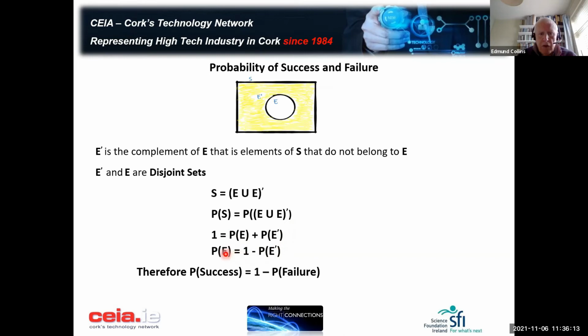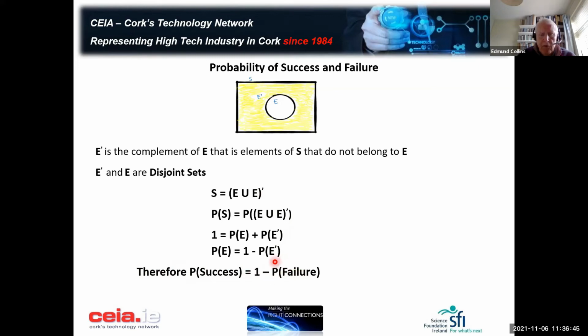Therefore, the probability of success is 1 minus the probability of failure, and that's the important point. I know there's a fair bit of working in there and a bit of confusion there with this apostrophe, which should have been inside here, so apologies for that. But the bottom line here is literally the probability of success is 1 minus the probability of failure.